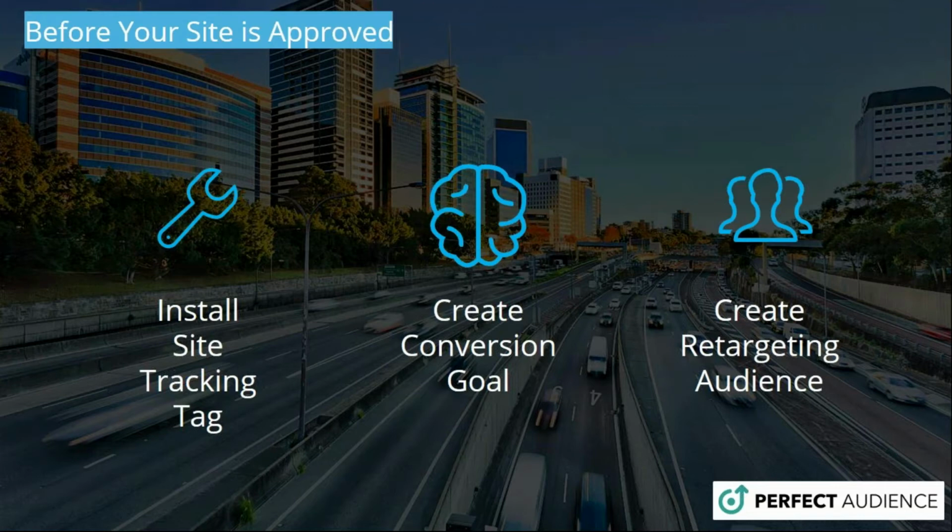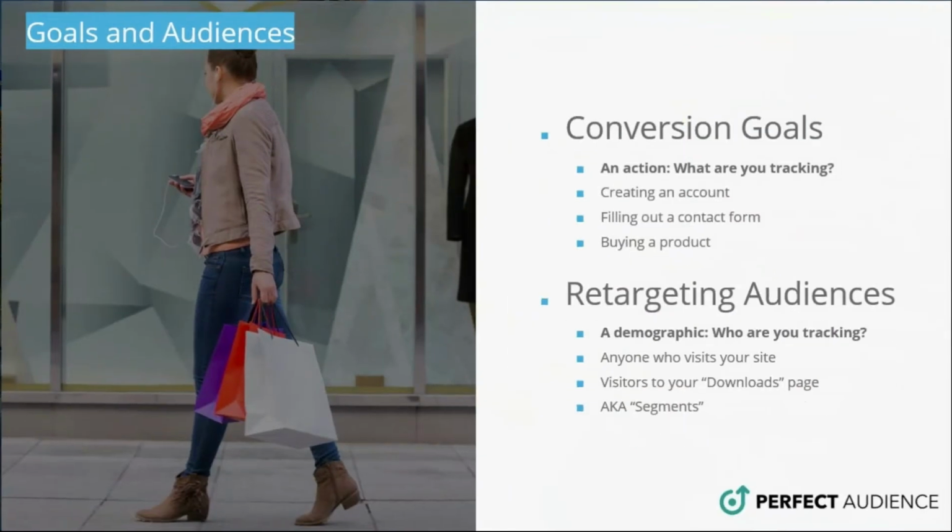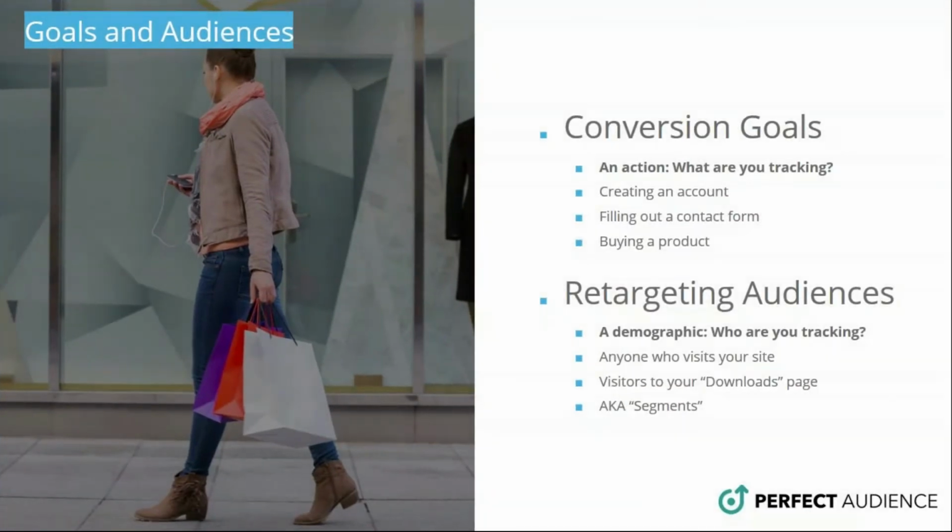Next, you're going to create a conversion goal. A conversion goal is what you want people to do on your site, such as buy something or sign up for an account. You'll also create a retargeting audience. An audience is the people, groups of users who you're going to show your ads to. Now, if I could elaborate on that a minute, because goals and audiences are created in similar ways, but are two different and distinct things.